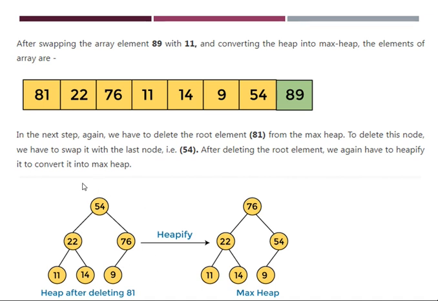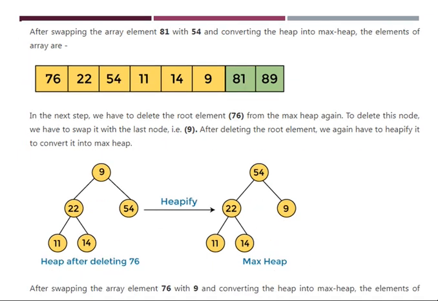Now again checking this, it doesn't satisfy the property of max heap, so we need to carry out the heapifying module here. So the resultant structure is as shown to the right side here. Next, after swapping out 81, the array elements will be like this. Now it won't include 81, so 76, 22, 54, 11, 14 and so on. Now see, we have removed these two elements. In the next step we need to again remove 76, that is the root element.